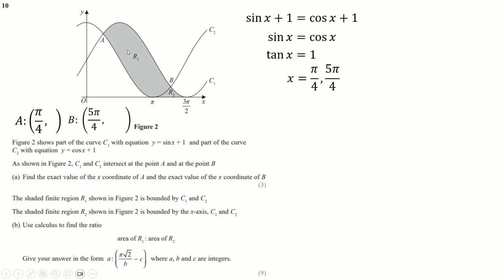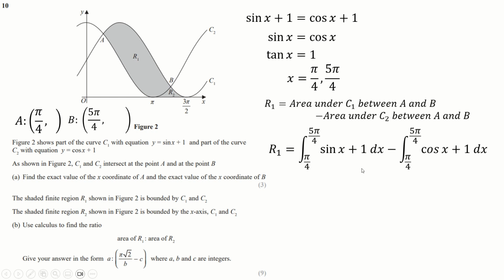So R1, just think about this carefully, is the integral of C1 between A and B minus the integral of C2 between A and B, because the integral of C1 between A and B will give you everything underneath that curve. And if I remove this little area here down to there, and all of this area down there, I'll get R1, and that's just the integral of C2. So I think I can do this. The bounds are the same, so I can combine them up. The 1 minus 1 cancels to get this.